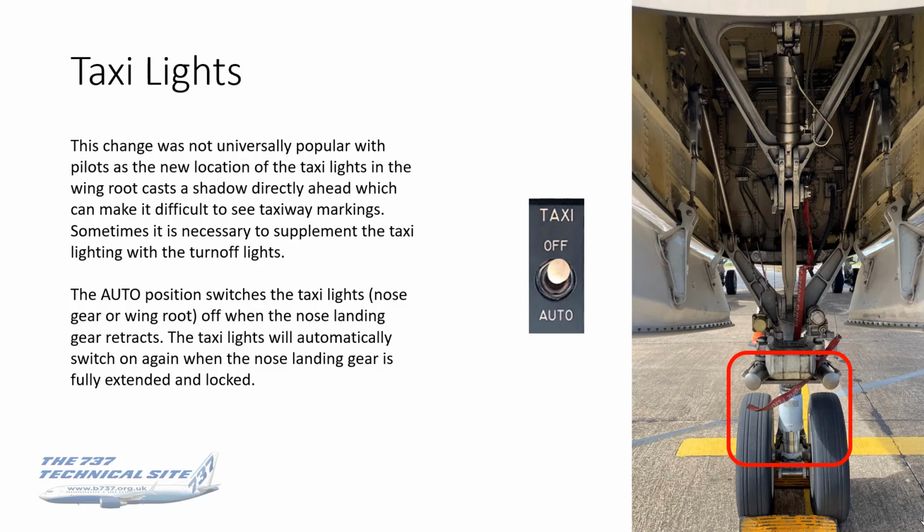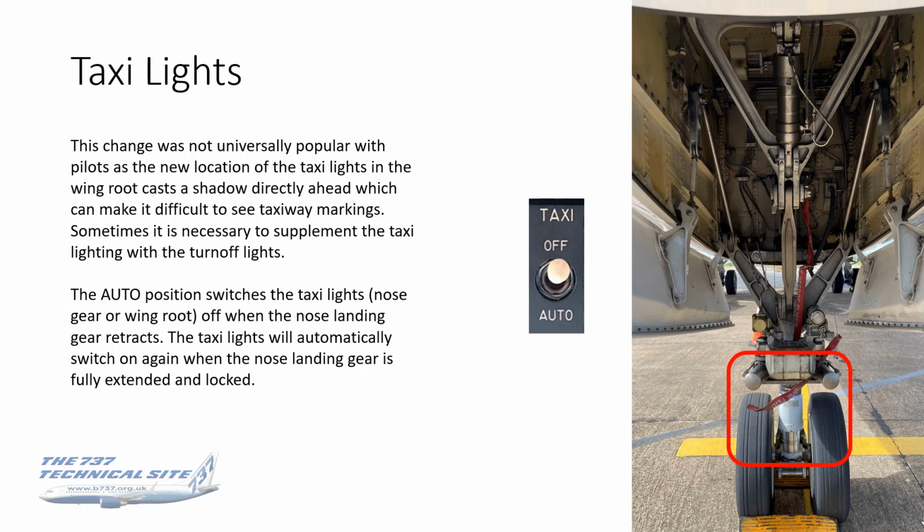As we know, this change is not universally popular with pilots. Because the new location of the taxi lights in the wing root actually casts a shadow directly ahead, or at least the fuselage casts the shadow directly ahead, because that's in front of the light. So it can make it difficult to see taxiway markings, particularly at night in the wet.